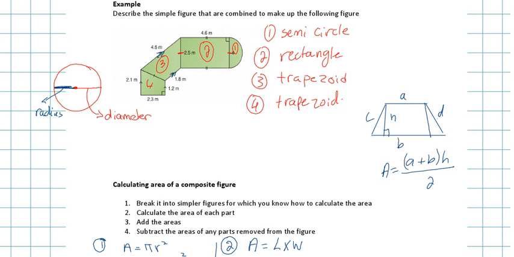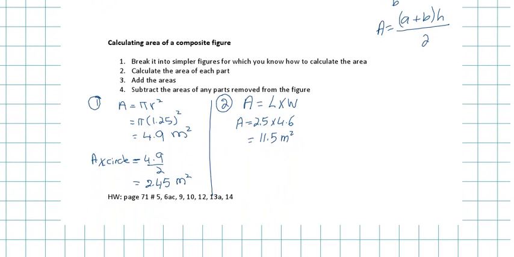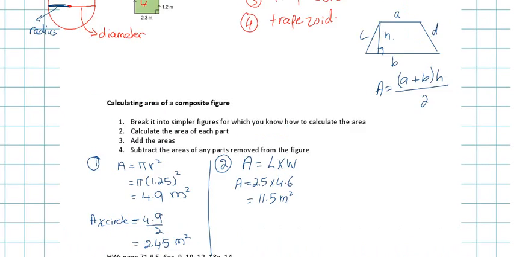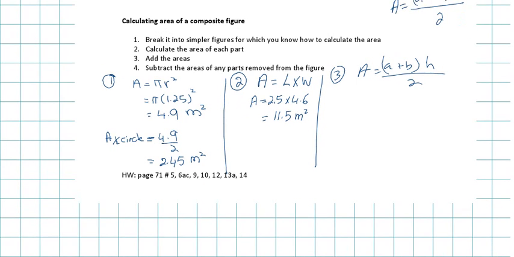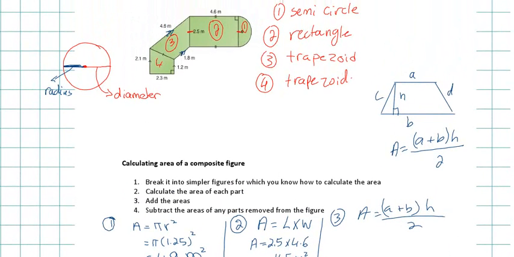Okay, so the formula is A plus B times H. Do I have the H? H is 2.5? No, H is not 2.5. Why? Because H has to be perpendicular, from one side to the other. So this side is equal to the other side, it's 2.5.